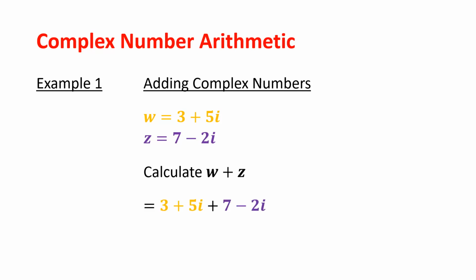All we do is add up w plus z, and to do that, we add the real components. 3 plus 7 is 10, and then we add the imaginary components. 5 take away 2 makes plus 3i.